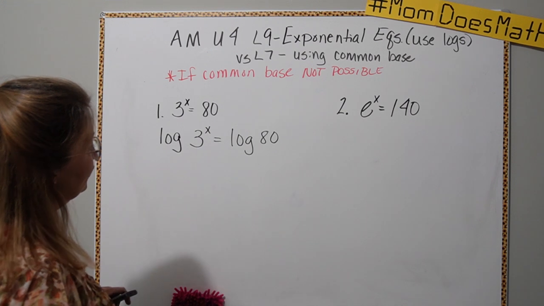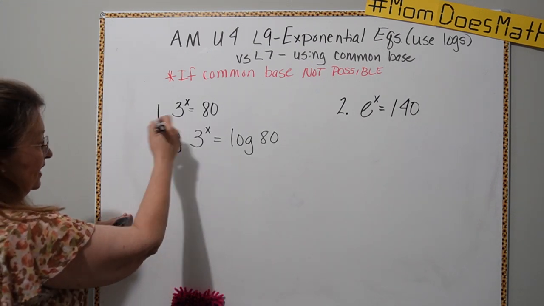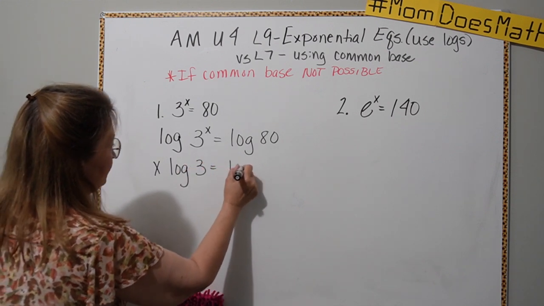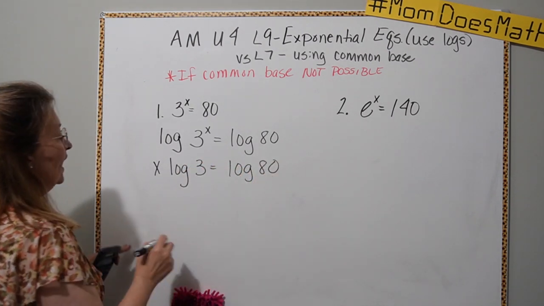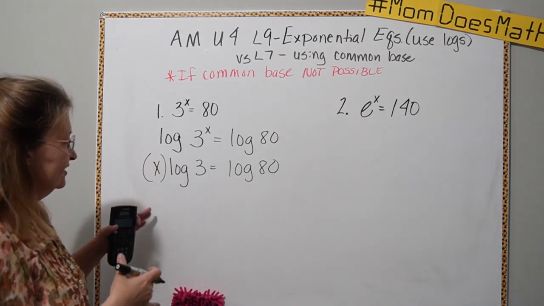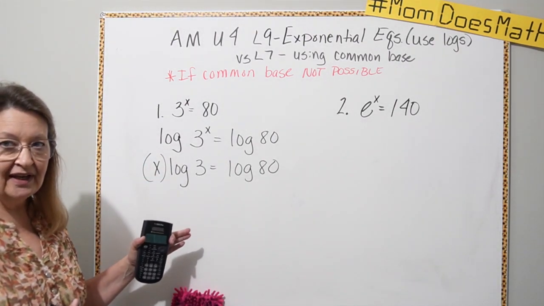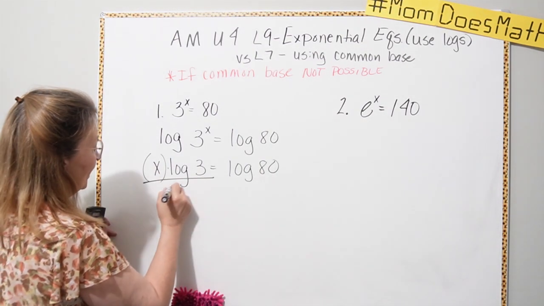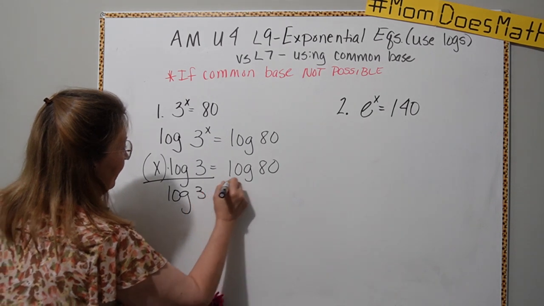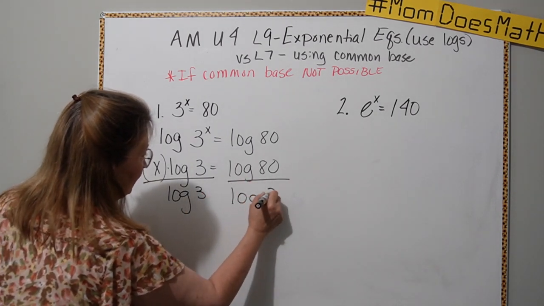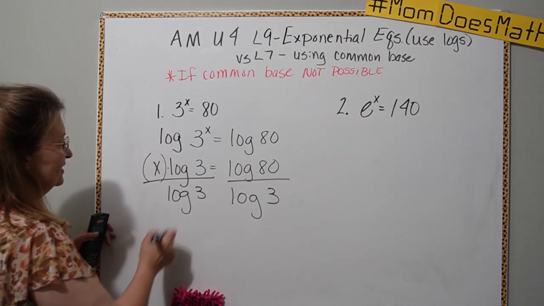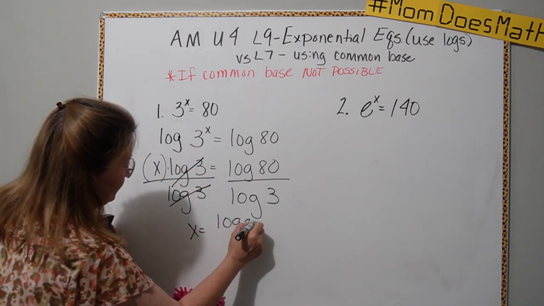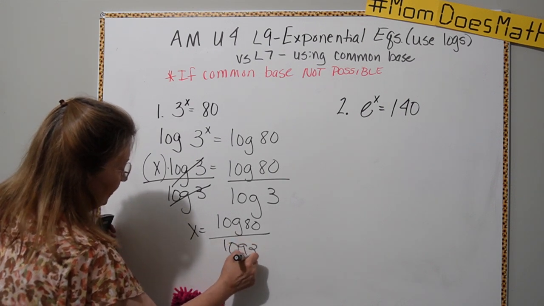Now let's expand this out. We're going to take the exponent. So I have x times log 3 equals log 80. Now, I want to know what x is, so I'm going to get rid of everything attached to the x. What's attached to it right now is a logarithm, and it's attached by multiplication, so I'm just going to divide both sides by that. It cancels this, so now I have log 80 over log 3.